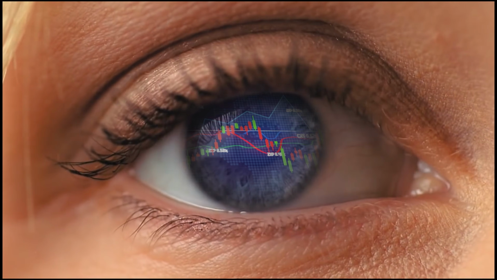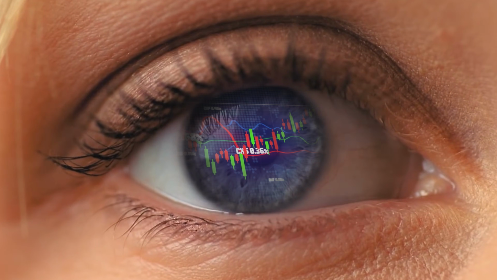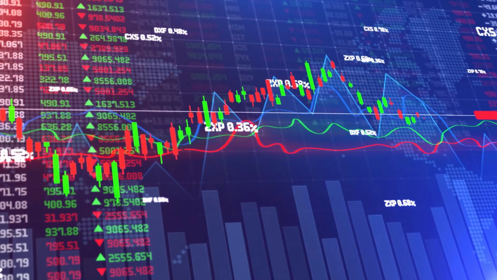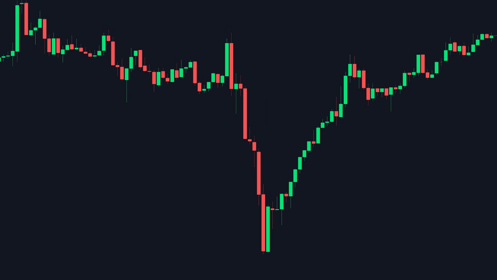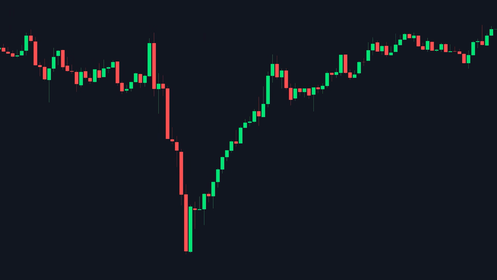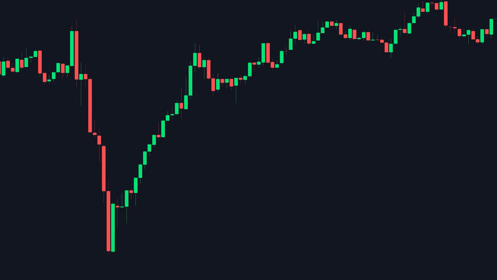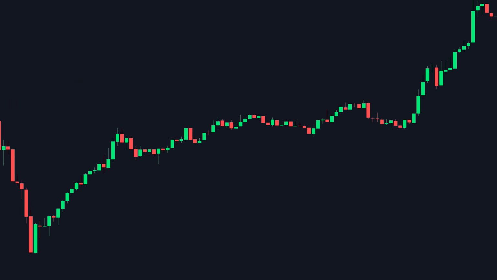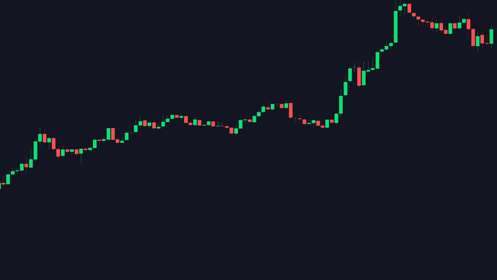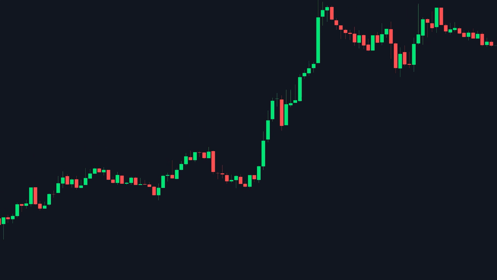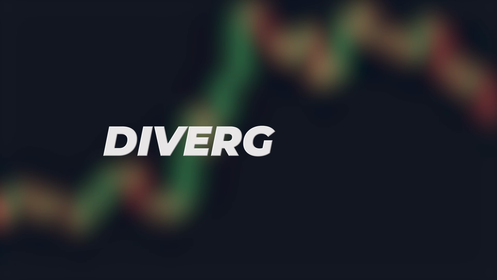If you've ever tried trading divergence, you already know the pain. Price keeps pushing higher, your RSI starts fading, you think the reversal is coming, and then the market keeps running like nothing happened. Or you spot a perfect bullish divergence, buy the dip, and price sinks even lower. The problem isn't that divergence is useless.